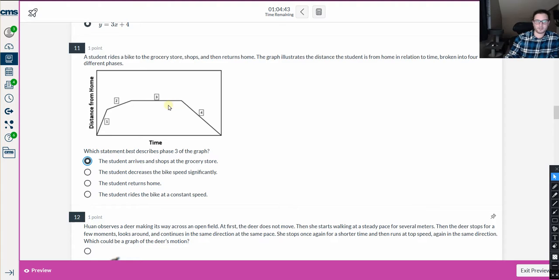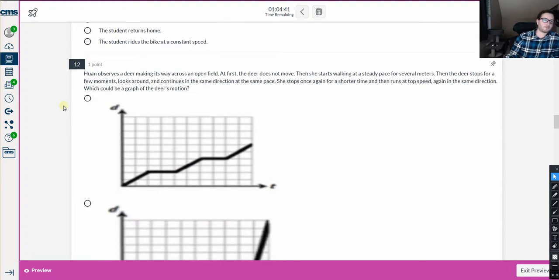For number 12, this one, it says, Juan observes a deer making its way across an open field. At first, the deer does not move. That's kind of important. So at first, the deer is not moving at all. Doesn't get any farther away, doesn't get closer. Then it starts walking at a steady pace. So starts walking, okay?